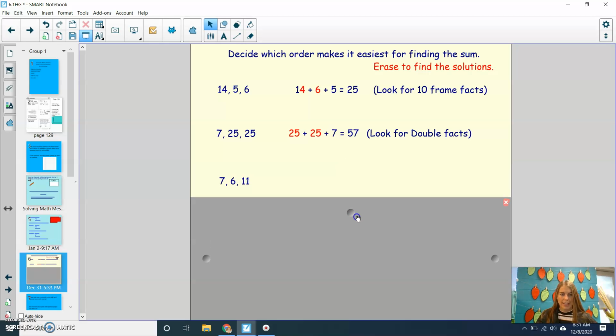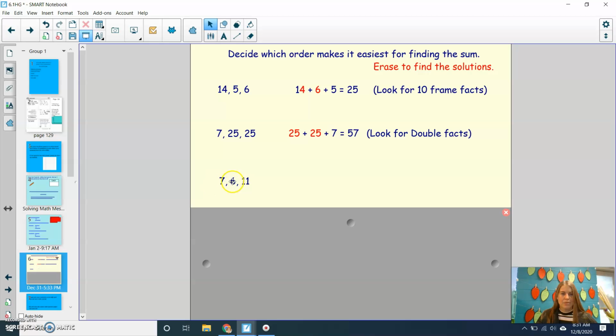We'll try one more like this. What about if I had 7 plus 6 plus 11? Can you write down how you would solve that and then press play to check?